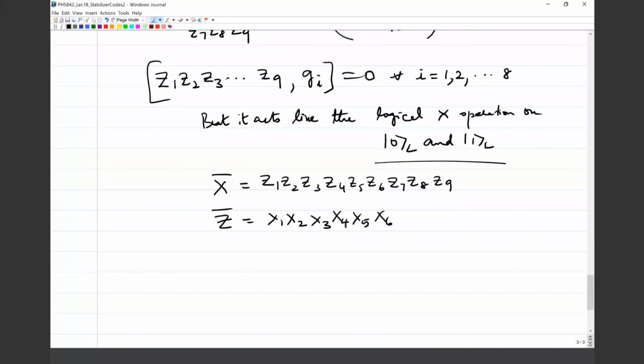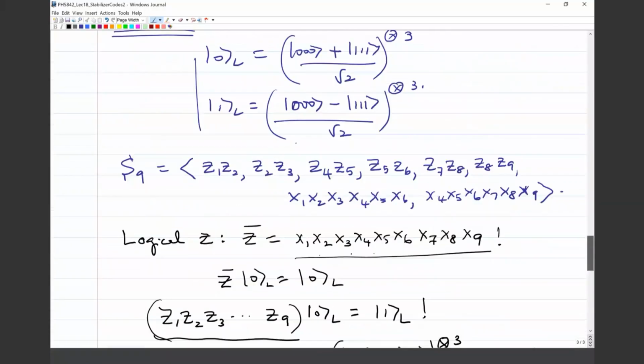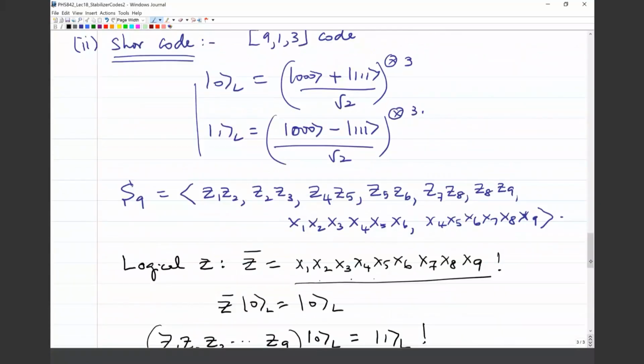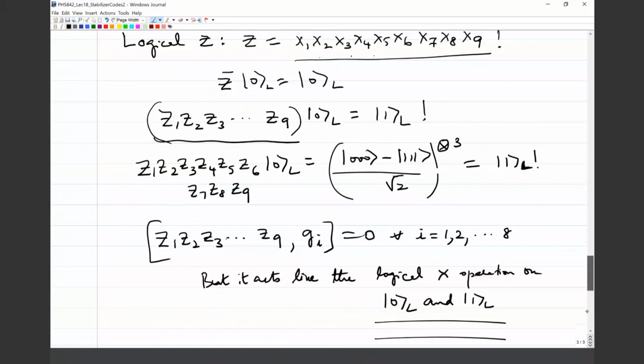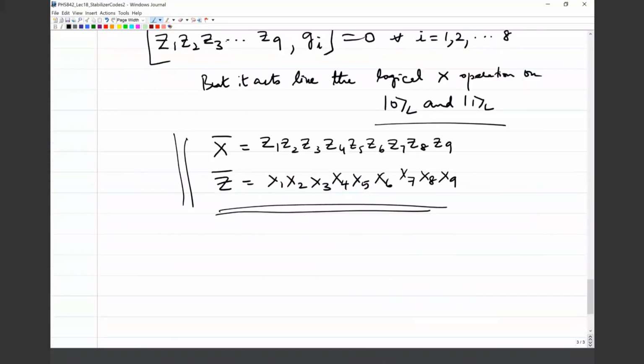And for the 1 logical, it will indeed pull out a minus sign, because again, it's going to flip the 0 and the 1. So within each set of 3, it pulls out a minus sign. So overall, it will pull out a minus sign. Okay. So I hope this idea is clear that these are now the logical operators of the Shor code.